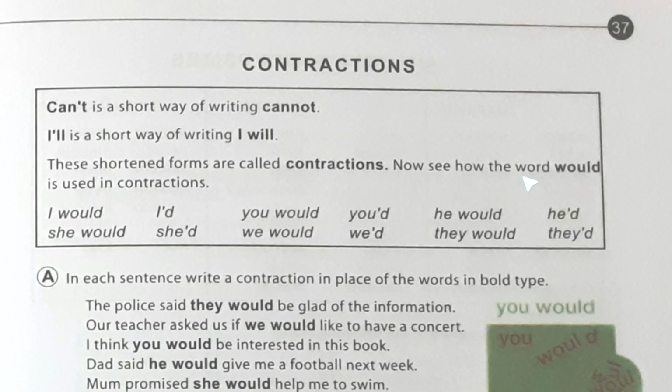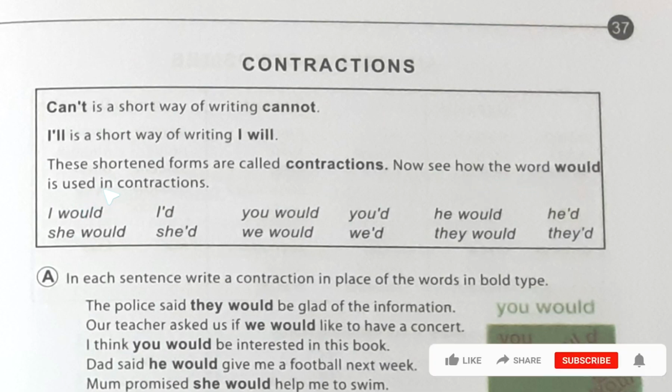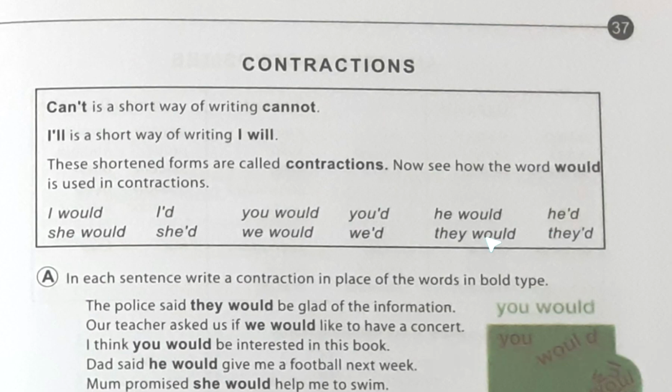Now see how the word would is used in contractions. Like I would, I'd; she would, she'd; you would, you'd; we would, he would, they would. We will follow this to do the following exercises. Let's start with exercise A.